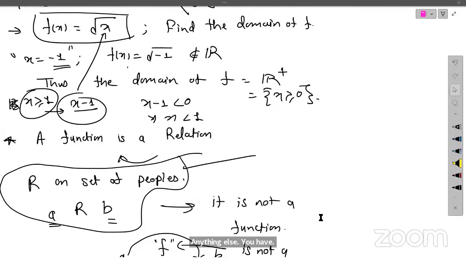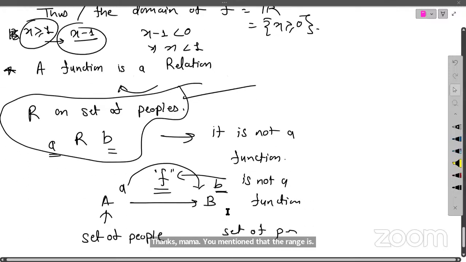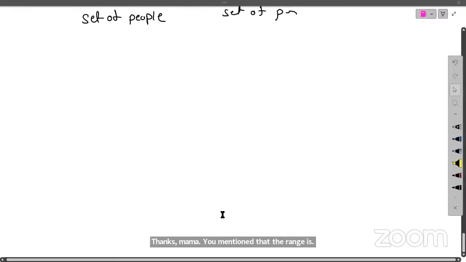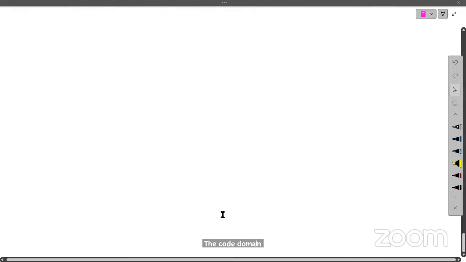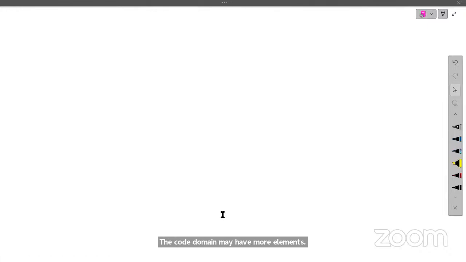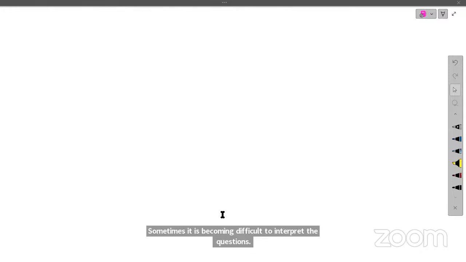Yes, Karthik. Thanks, ma'am. You mentioned that range is a subset of the codomain. Yeah, subset of codomain. Sometimes it is becoming difficult to interpret the questions in the activity as well, in terms of the comprehension that they are given.